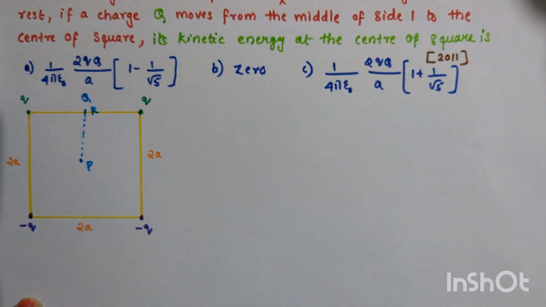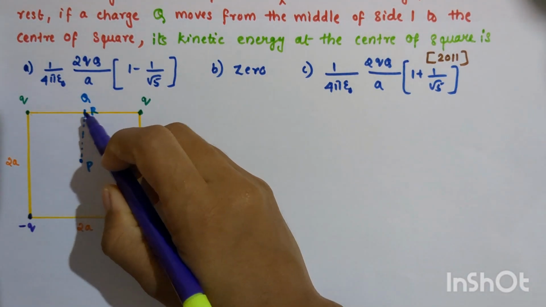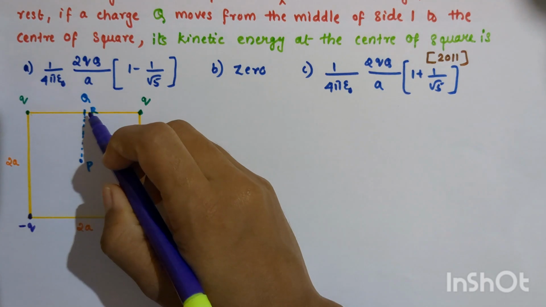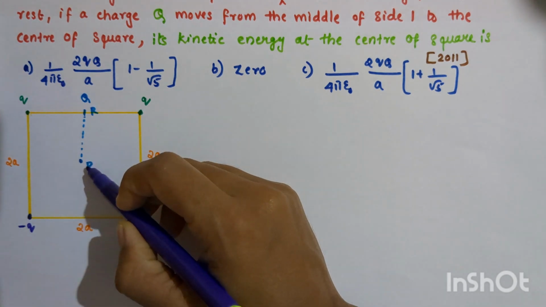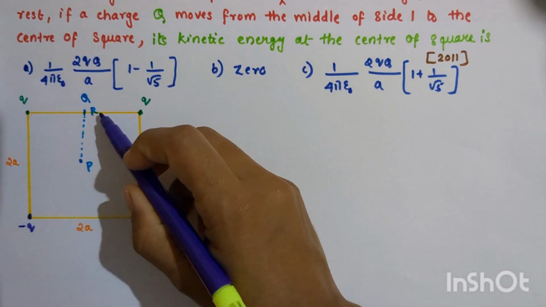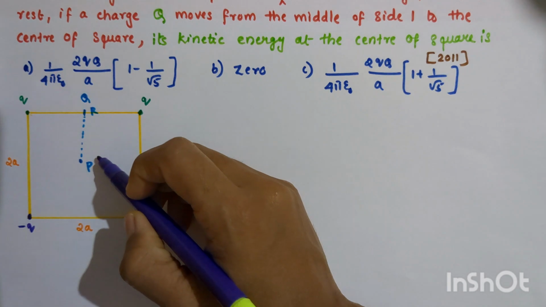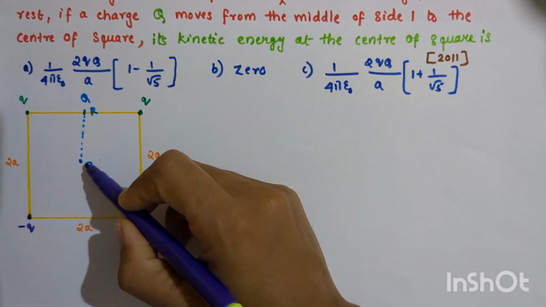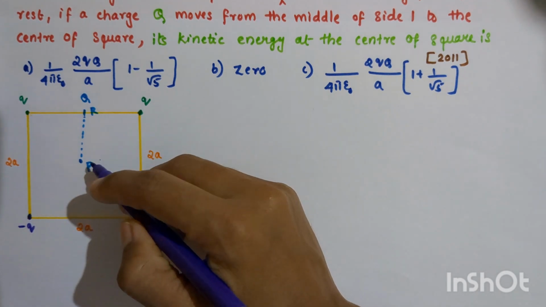When this charge capital Q was here at the middle of the first side, it will have some potential energy. And when it is moving from this point R to the center point P of the square, its potential energy changes. That change in potential energy will get converted into its kinetic energy. So we want to find the kinetic energy at the center, that is at P. To get that kinetic energy, we just want to find out the change in potential energy.